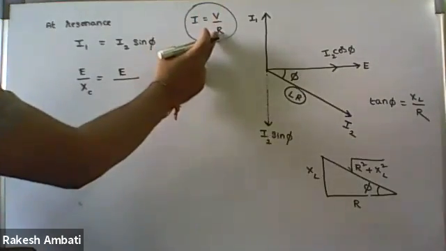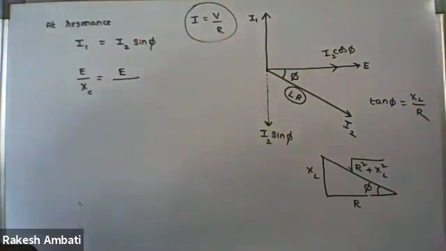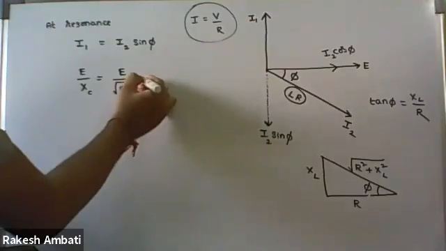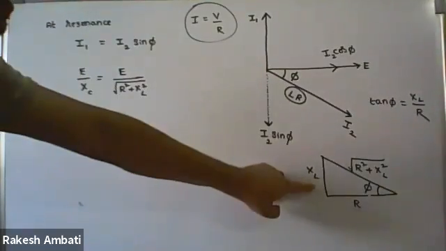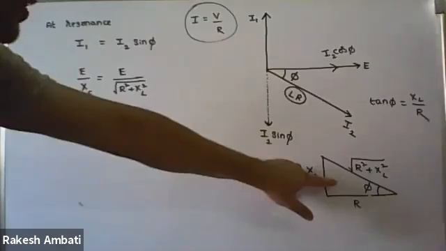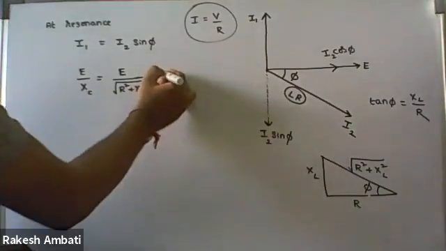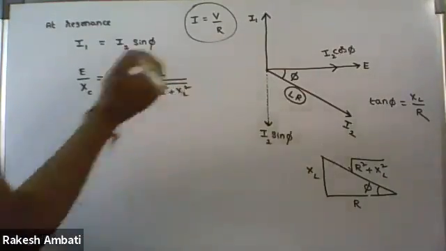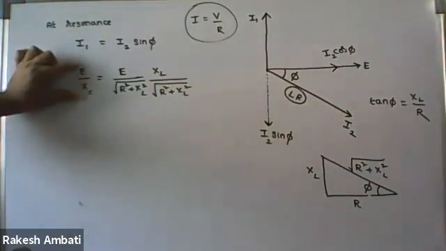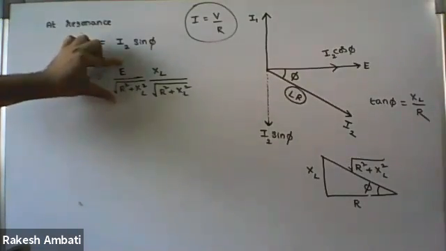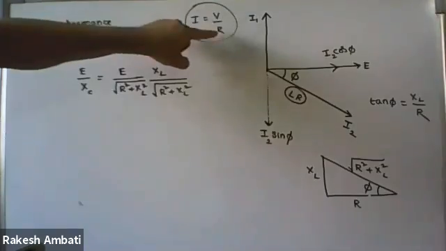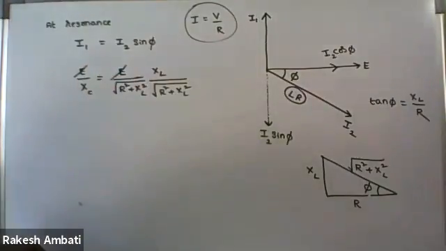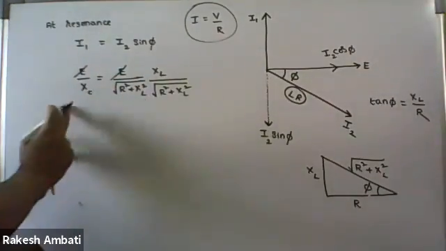And what is the Z value in the LR circuit? Root over R square plus XL square. So I2 sin phi is E upon root over R square plus XL square, into sin phi. From the triangle, sin phi is XL upon root over R square plus XL square. So I1 is the current passing through the capacitor, and I2 is E upon Z in the LR circuit. Here E cancels out, and you do cross multiplication.